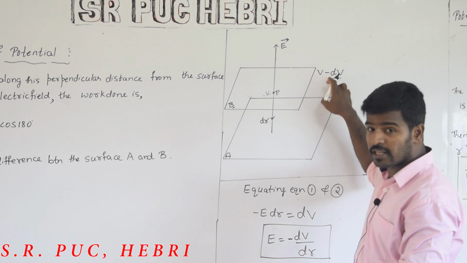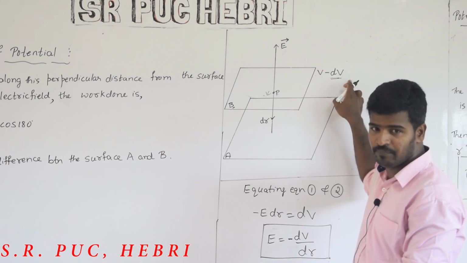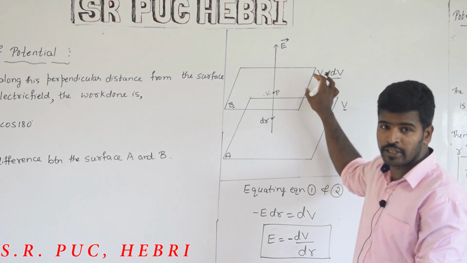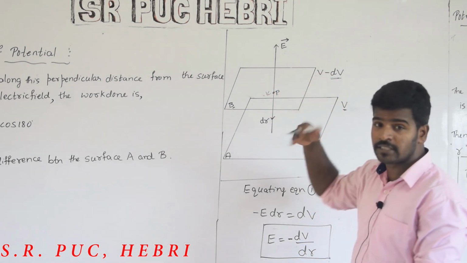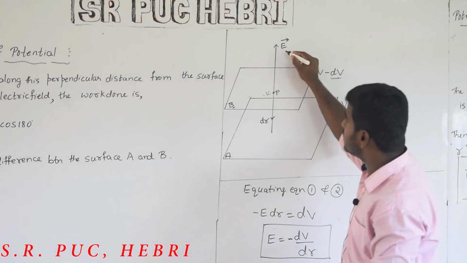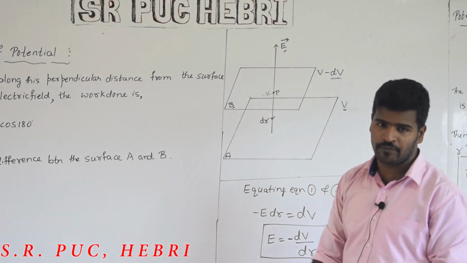The equation itself gives the meaning, V minus dV. Why? Because of how we have written it, V minus dV. That minus dV represents the decreasing potential. That decreasing potential is in the direction of the electric field.